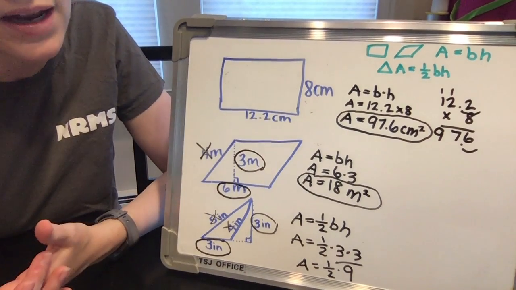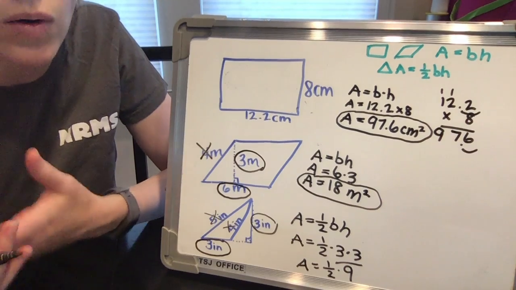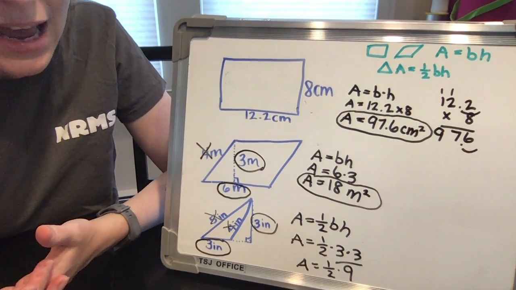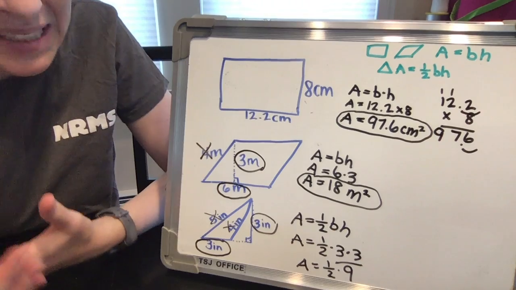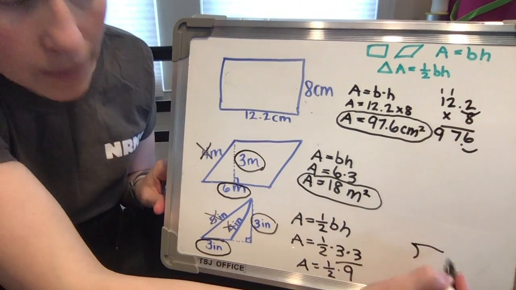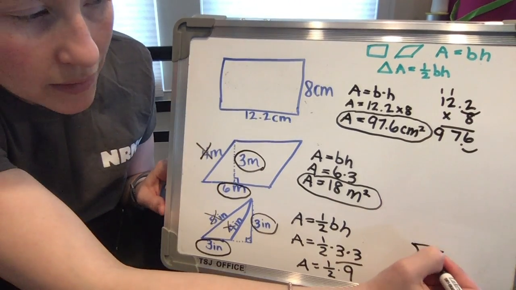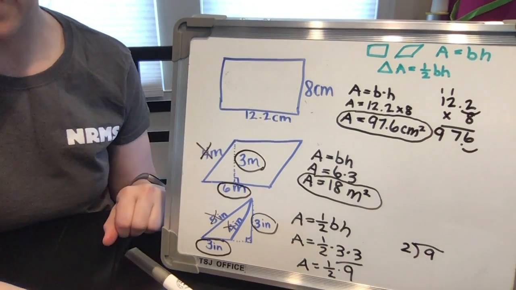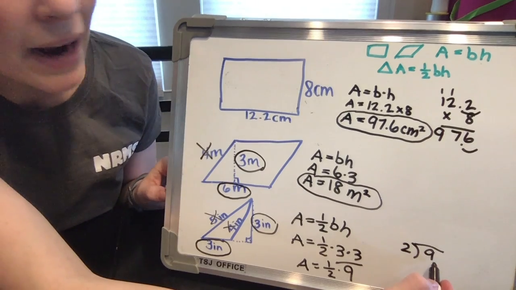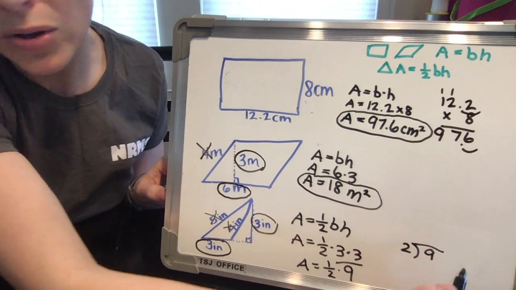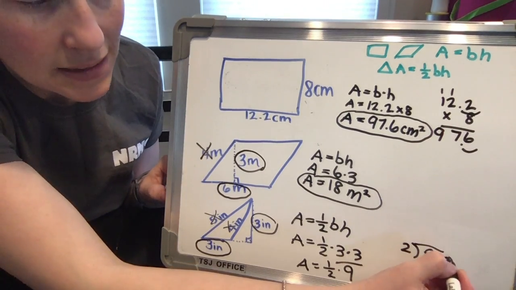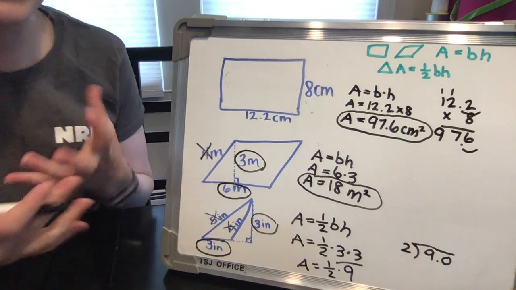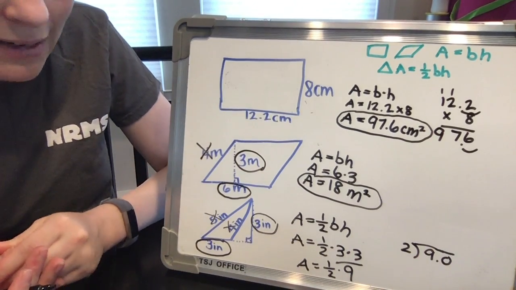Now, some people can do this in their head. They know exactly what 1/2 of 9 is, or what 9 divided by 2 is. If you don't know it in your head, or you want to see it, you can always just set it up like your traditional division problem. I'm going to put 9 on the inside, 2 on the outside, because we're dividing by 2 or cutting it in half. Now, I know that 9 is not an even number, so there's going to be a decimal in my answer, because it's not going to be able to divide by 2 evenly.